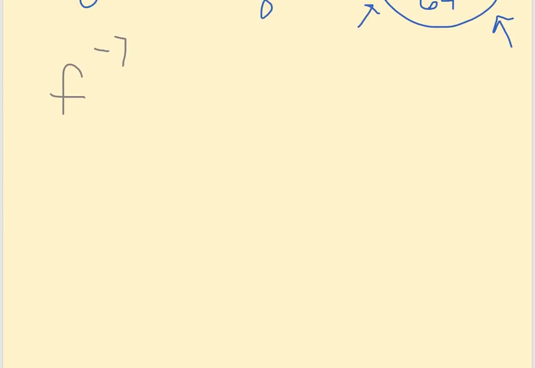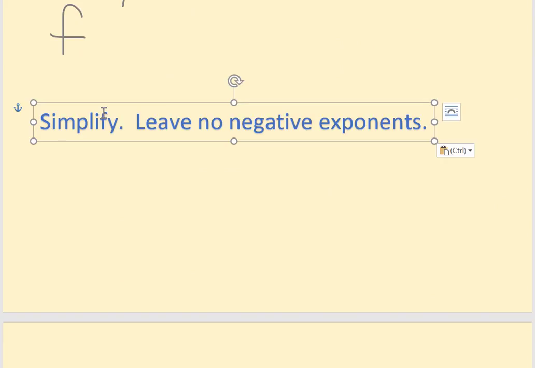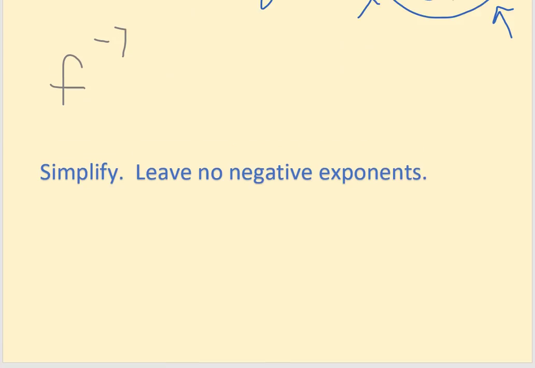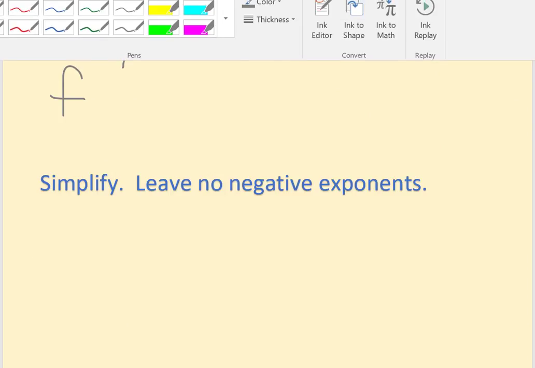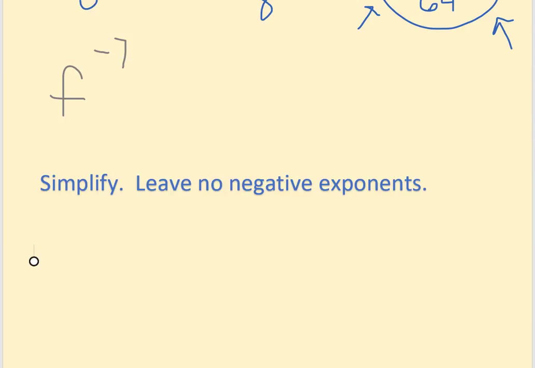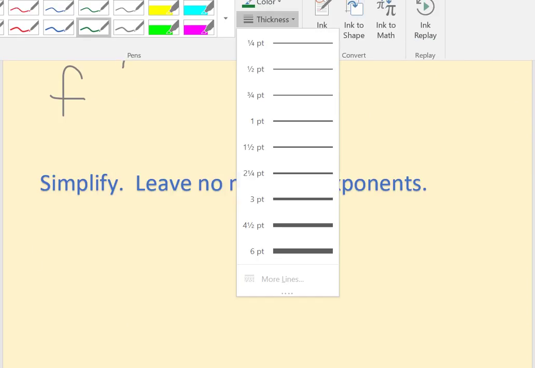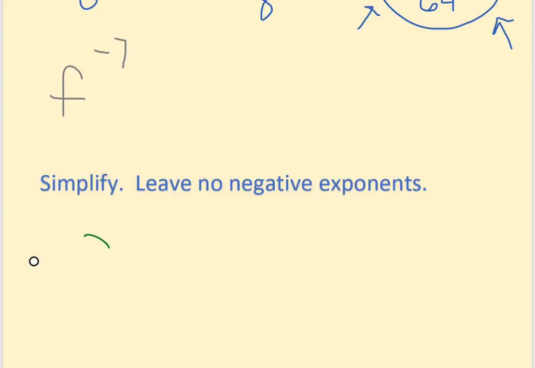So if we have f to the negative 7, this is a question, and you have to simplify it, and when you simplify it, you're getting rid of the negative exponents. We do not like leaving negative exponents in our answer. So you're going to use the same concept, the same process, the same logic. You draw your division symbol first. You put the entire power in the bottom of the fraction. You're going to put a 1 in the top, 1 over f to the 7th.